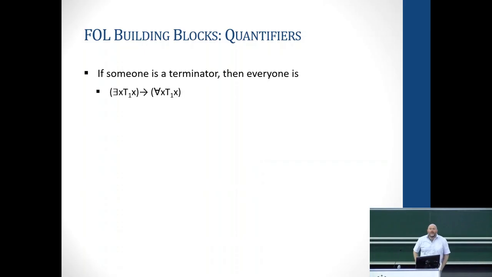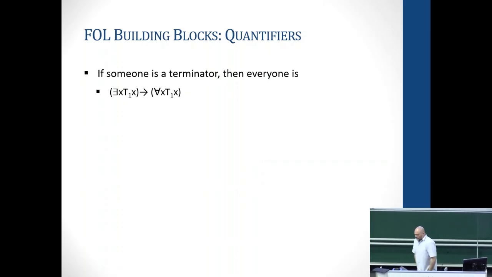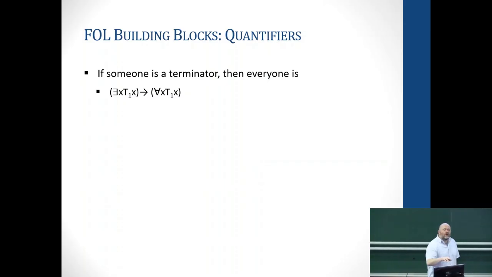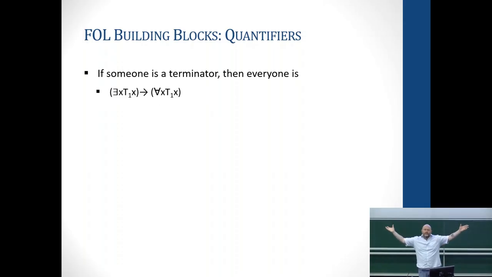So we could do it something like this. Now I want to note, in this case, note the scopes of the relevant quantifiers. The scope of the existential is just that antecedent. The scope of the universal is just that consequent. They are detached from each other. They don't overlap.